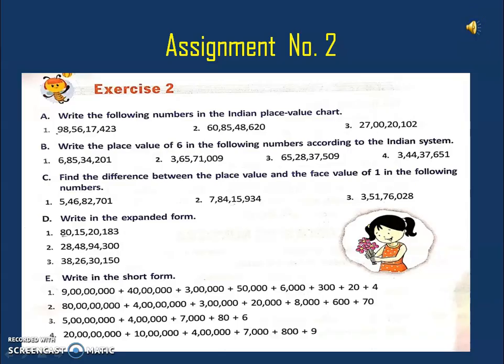So this is the assignment number 2. I hope you all will solve it and don't make silly mistakes. Solve it carefully, okay?